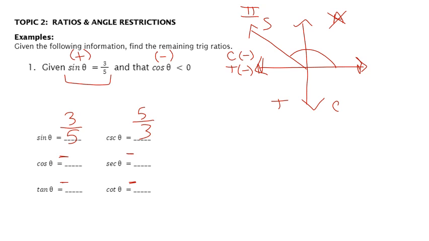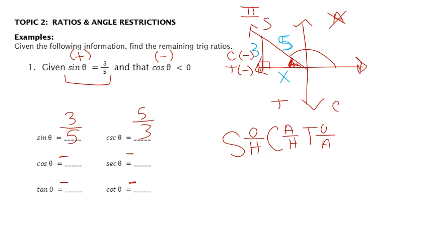So I remember that the other ones are all going to be negative. I can then draw my little reference angle. And sine is 3/5. So if I remember SOHCAHTOA, my opposite side is going to be 3. My hypotenuse is 5. I have to find, I'm going to call that x for now because that's my x value. I have to use Pythagorean Theorem.